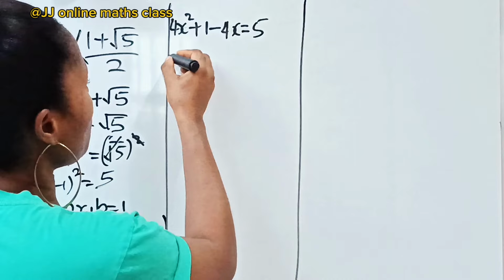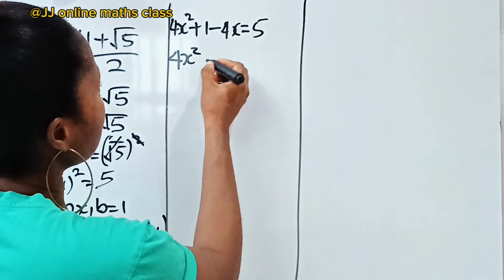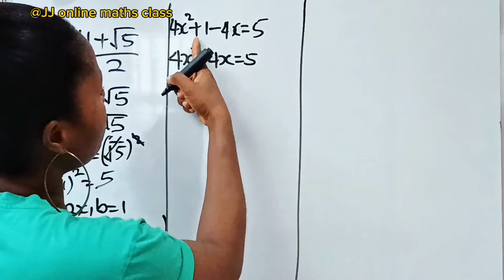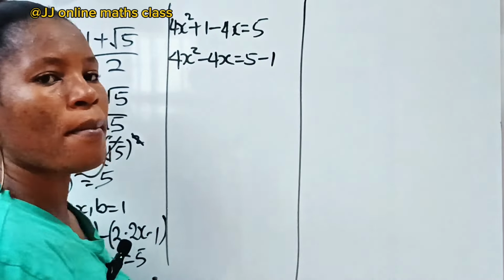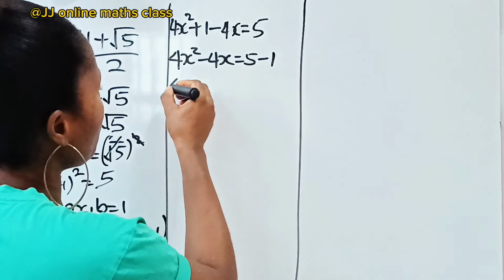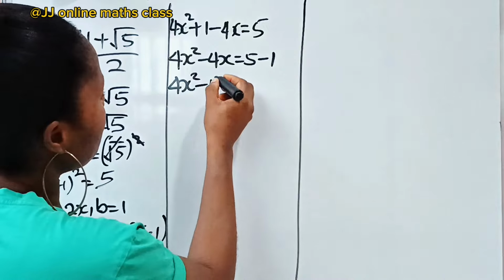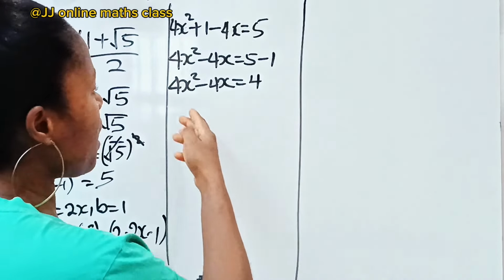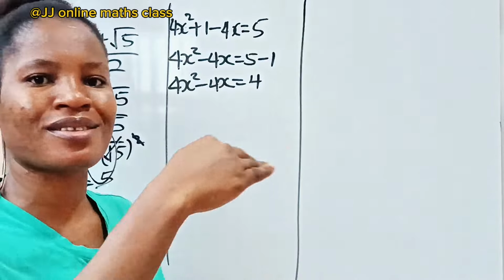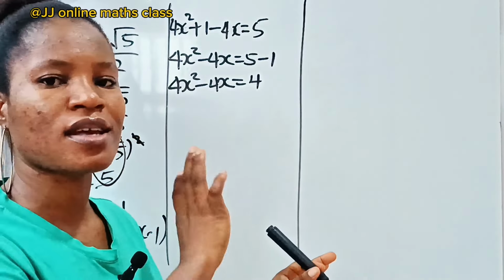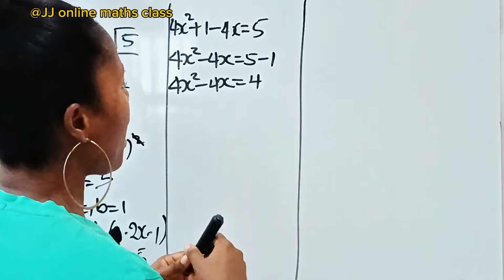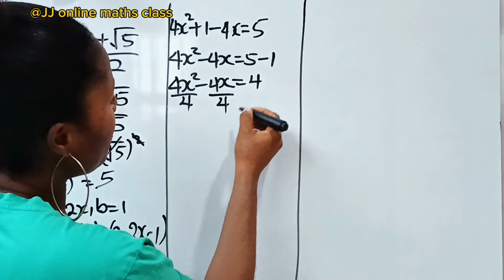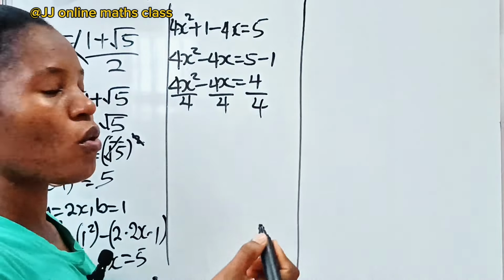All right, so we have 4x squared minus 4x is equal to 5. This will cross to become minus 1. So we have 4x squared minus 4x is equal to 4. Notice that we have 4, 4, 4, 4. Let's just divide through by 4 so that we have something simpler. Divided by 4, divided by 4, divided by 4, okay?